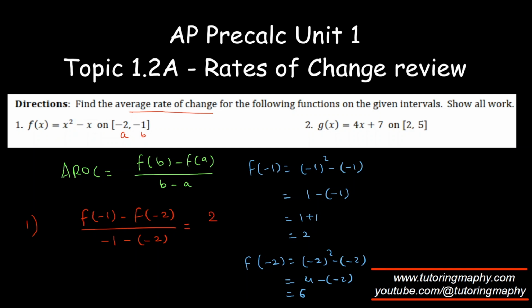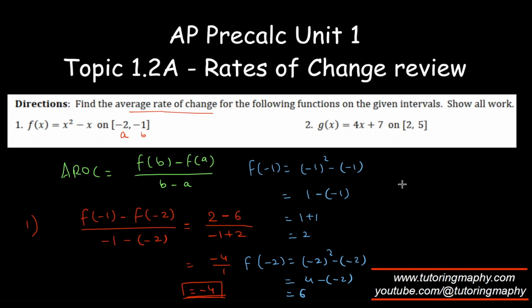So here I'm going to write 2 and then minus 6 over minus 1 plus 2. So this will be minus 4 over 1, which is minus 4. That's what we have over here as the answer to question number 1. I hope that makes sense.